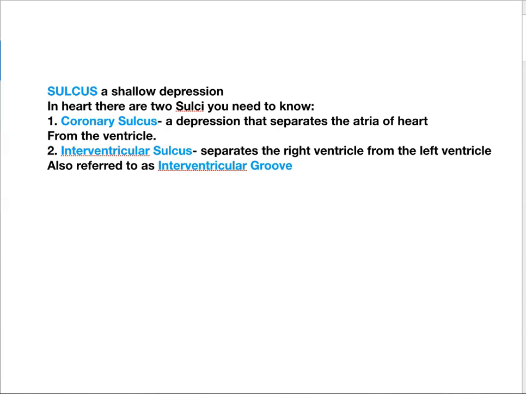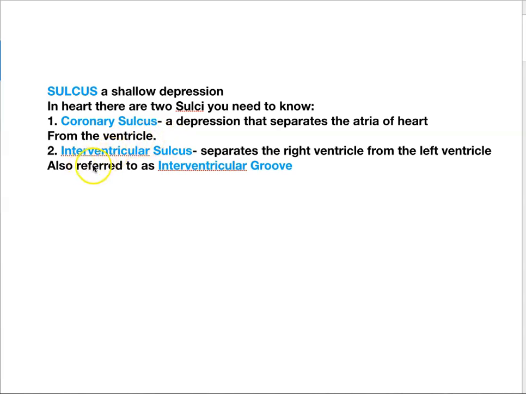A sulcus is a shallow depression, and you're going to see a sulcus in other organs in anatomy also. In the heart, there are two sulci. Sulci is just the plural of sulcus. The first one is the coronary sulcus, a depression that separates the atria, the top chambers of the heart, from their respective ventricles.